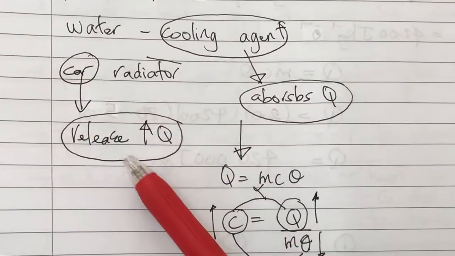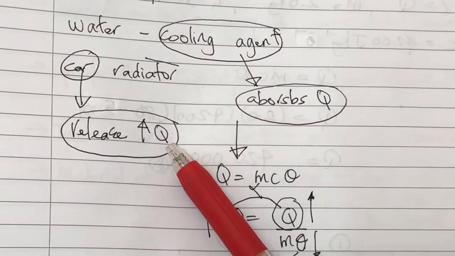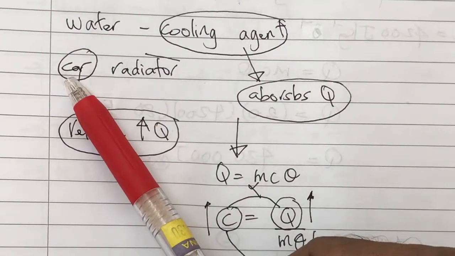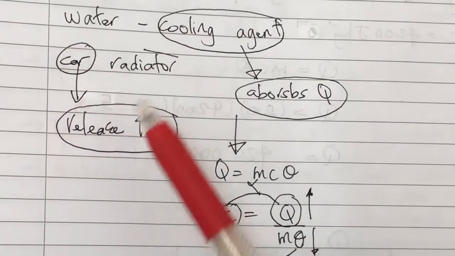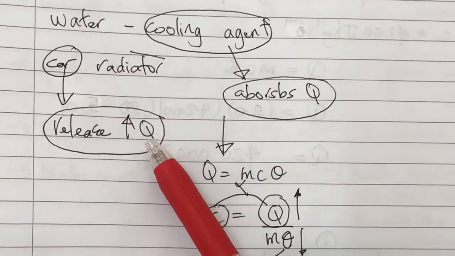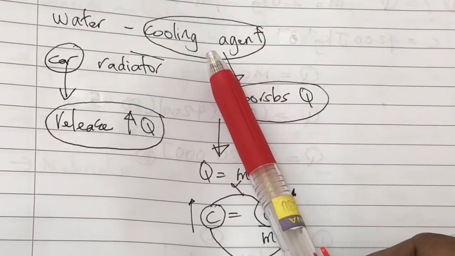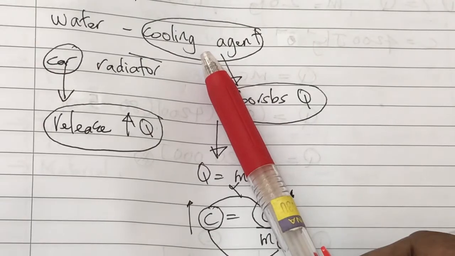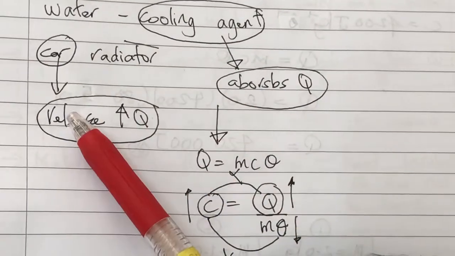The car, specifically the engine of the car, releases a high amount of heat energy. So this energy must be removed. That is why we have a cooling agent. The function of a cooling agent is to absorb heat. It must absorb heat from the car engine.